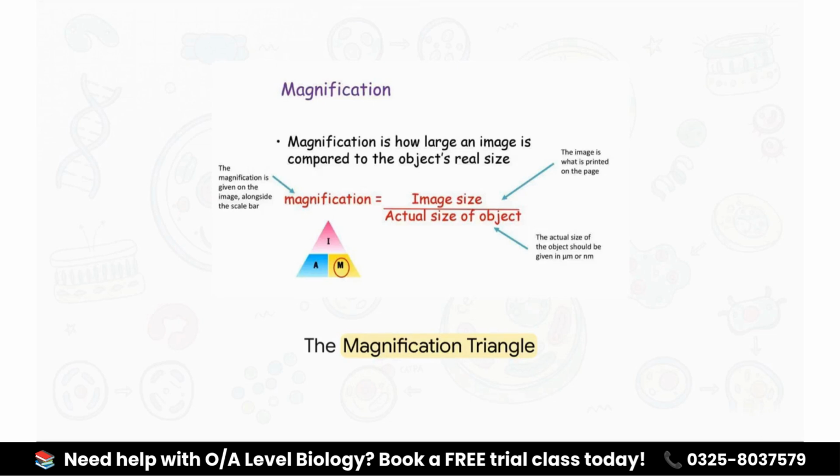division or multiplication correctly. Want to find magnification? Just cover the M, leaving you with image divided by actual. Need the actual size? Cover the A, and you get image divided by magnification. It is literally a foolproof method for exam success.